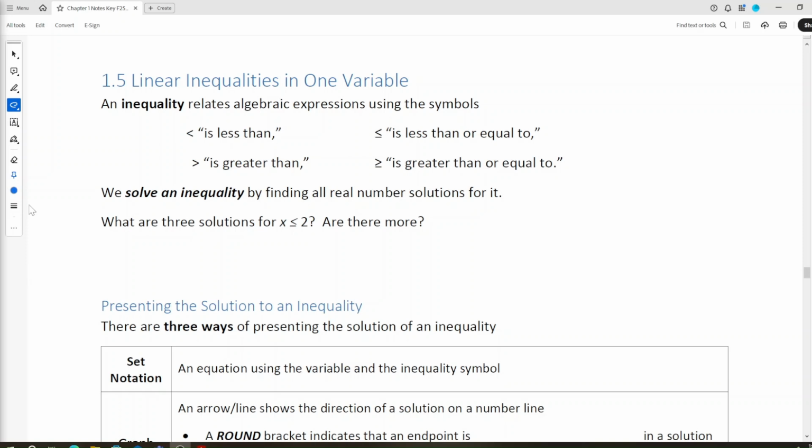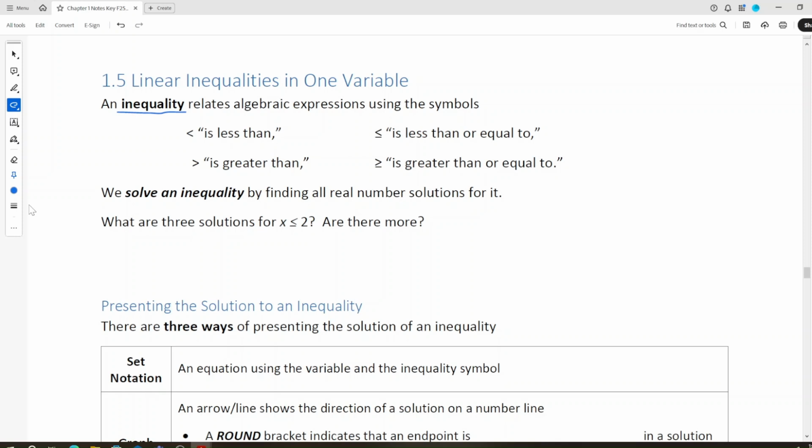little bit different. So we're moving on from linear equations in one variable to linear inequalities in one variable. To be an inequality, instead of using an equal sign, we use a less than or less than or equal to, a greater than or a greater than or equal to sign. But we're still doing the same thing. We're finding the values of x that will make the inequality true.